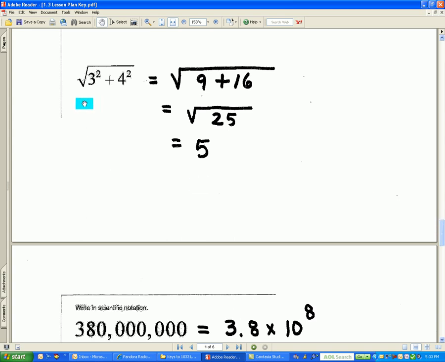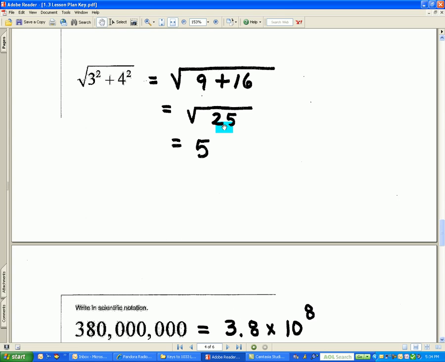If I look at this next problem, the square root of 3 squared plus 4 squared. When you're dealing with a radical, in this case the square root, one of the best things to remember is to do what's under the radical first. So in this particular problem, 3 squared becomes 9, 4 squared becomes 16, 9 plus 16 is 25.